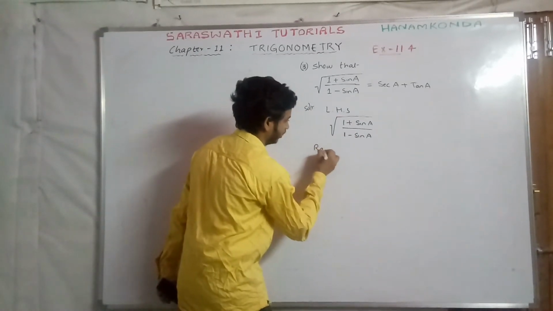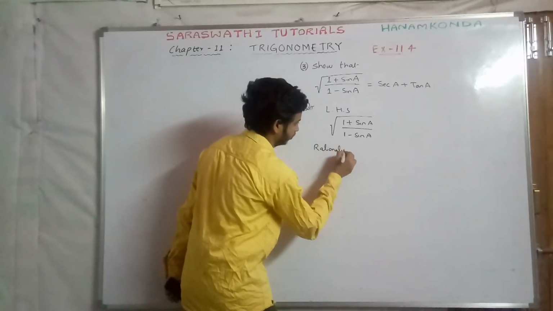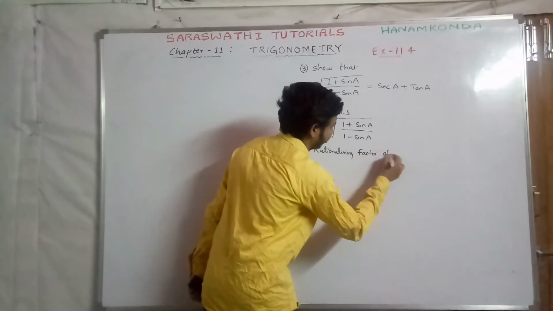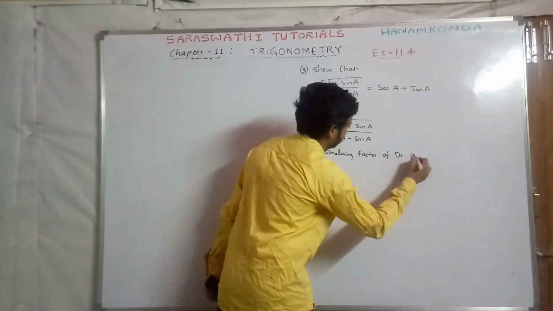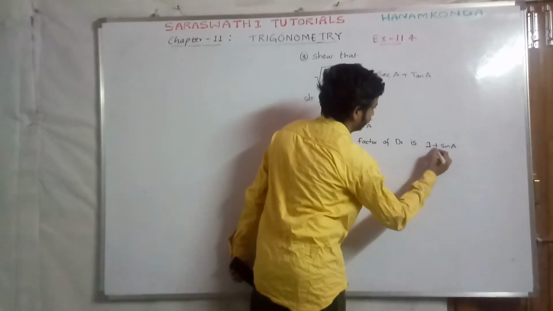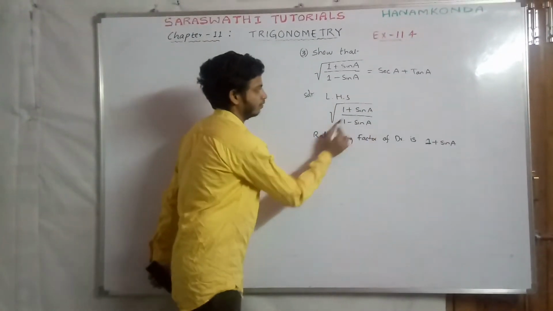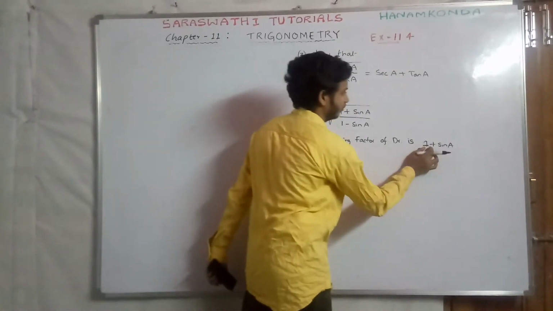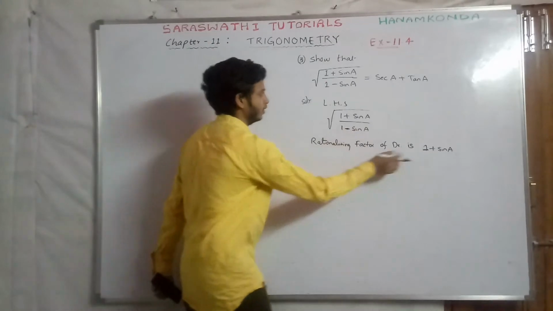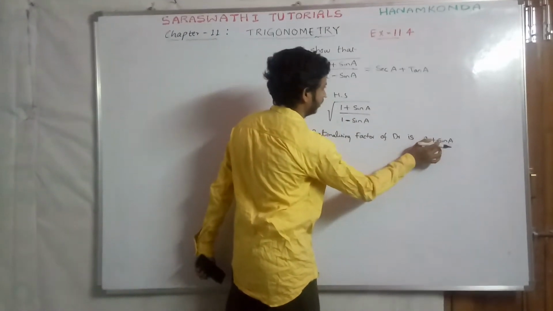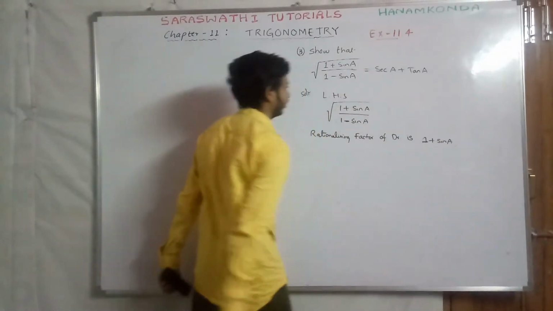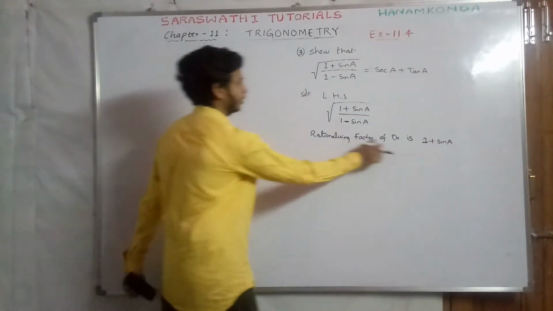Okay, so first, the rationalizing factor of the denominator is 1 plus sin a. Since the denominator here is 1 minus sin a, its rationalizing factor is 1 plus sin a. If it is minus, the rationalizing factor converts into plus, and if it is plus, the rationalizing factor consists of minus. So we have written the rationalizing factor of the denominator.